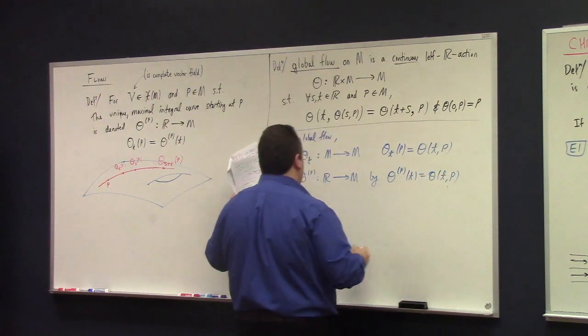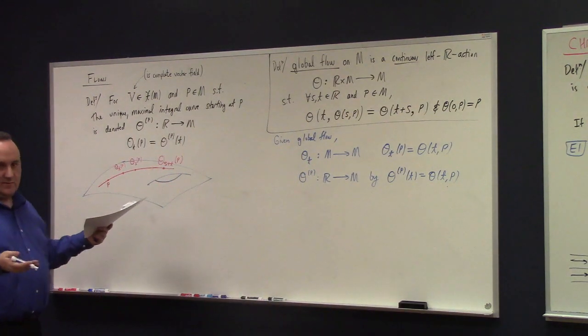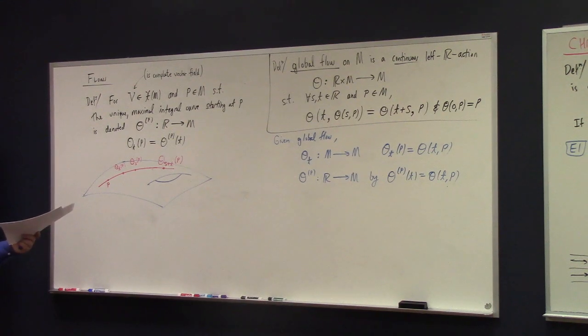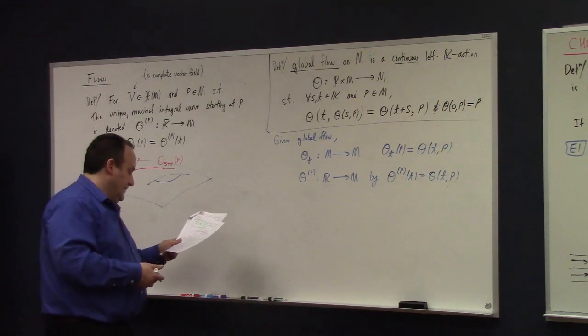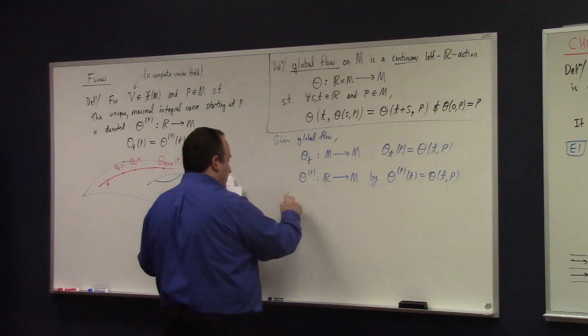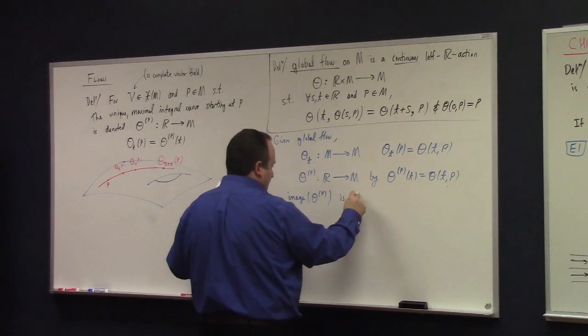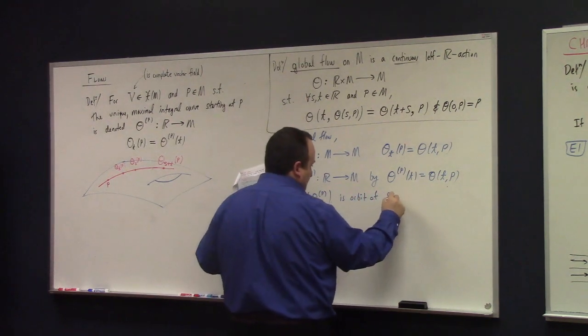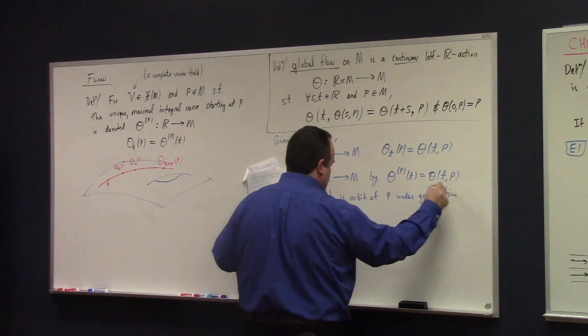All right, so we can define these curves on the manifold using the flow. Fix a point, see where it goes. Basically, the curves that the flow defines are just the orbits of points under the flow. The image of this thing is the orbit of P under the group action. All right, great.